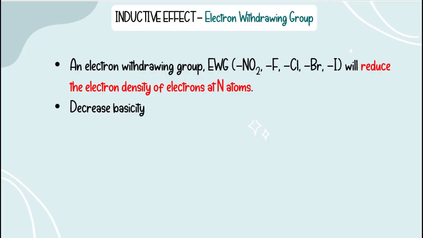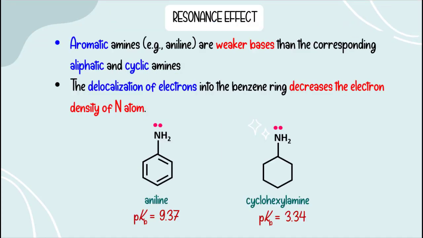The presence of electron withdrawing groups such as the nitro group, fluorine, chlorine, bromine, and iodine will reduce the electron density on nitrogen atoms. So the presence of an electron withdrawing group will decrease the basicity of amines. Next, let's have a look at the resonance effects on the basicity of amines. Kalau resonance effect ni, we focus on the aromatic amines, which is aniline. So the aromatic amine is a weaker base compared to the aliphatic and cyclic amines.